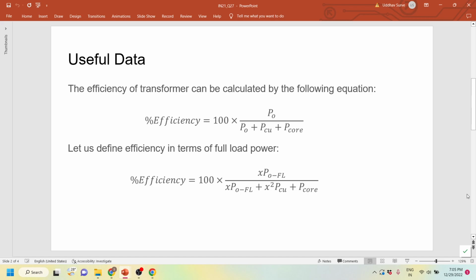Core losses are termed as constant losses. They are independent of the load that the transformer is experiencing. And x square comes with copper losses because copper losses are I square R losses, in which x is the fraction of the load current when I square R is done. So that's why x square also comes in copper losses.